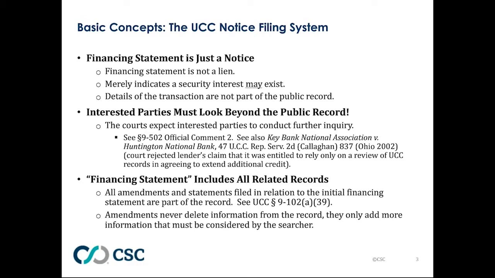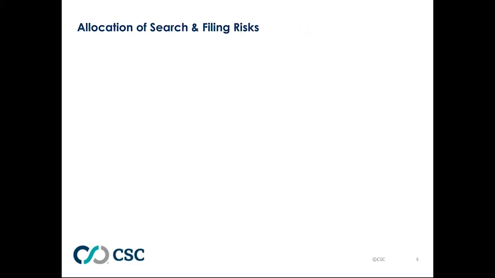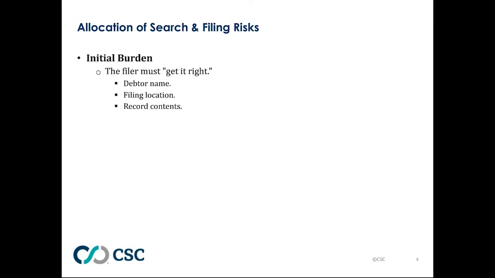There's a certain amount of risk inherent in this process because interpreting searches is a human process. And one of the other things that Article 9 does with respect to the filing system and the search process is allocate risk. There is a certain amount of risk in this system that cannot be eliminated, but it can be managed and it can be allocated to the party best able to bear it. And the way Article 9 does this is initially it puts the burden on the filer to get it right. The filer has to file a sufficient financing statement. It has to be authorized. It has to be filed in the correct location.